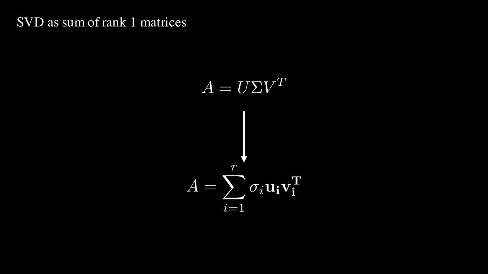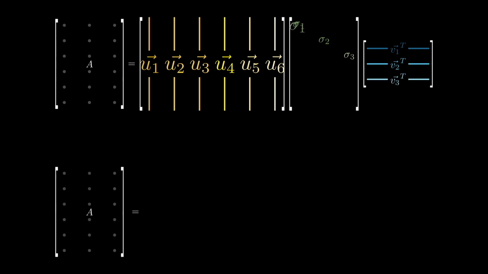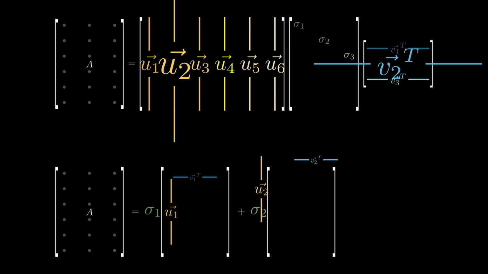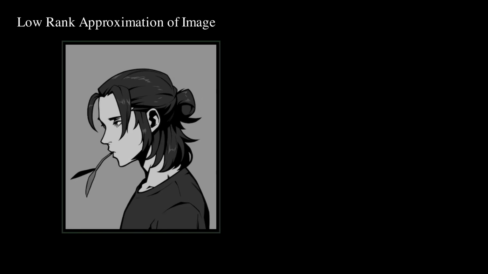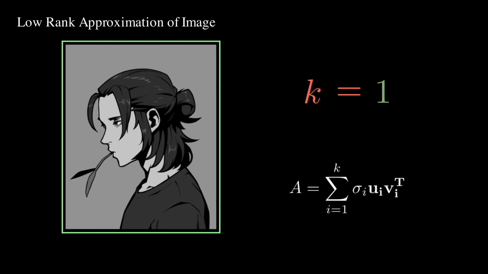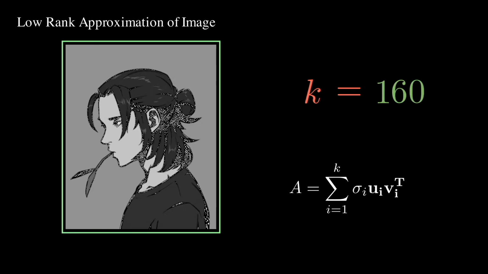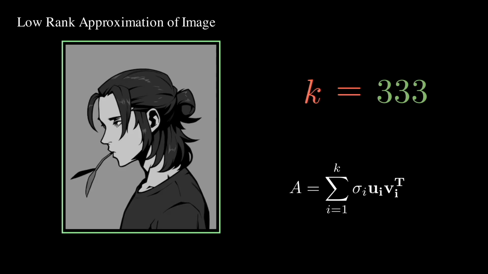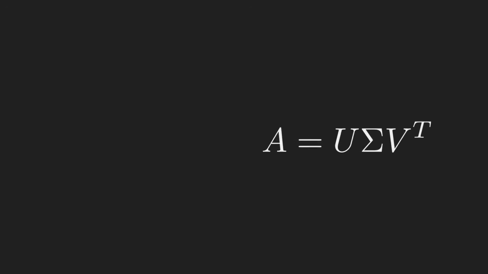Another popular interpretation of SVD is to view a high-rank matrix as a summation of rank 1 matrices. An application of this is low-rank approximation. We can view a picture as a massive matrix of pixels and gradually approximate that picture by adding more and more rank 1 matrices. A wise man once said, "The purpose of computing is insight, not numbers." I think the same goes for visualizations as well.